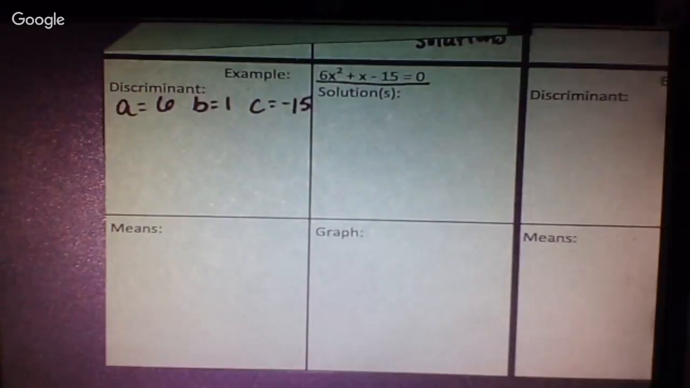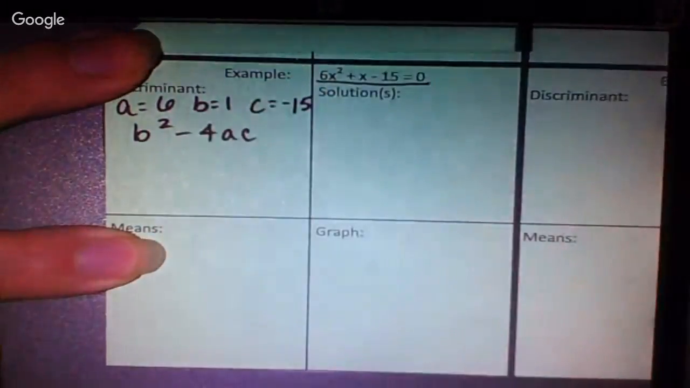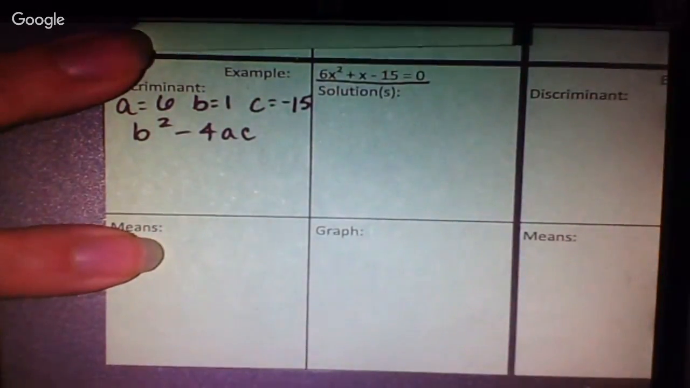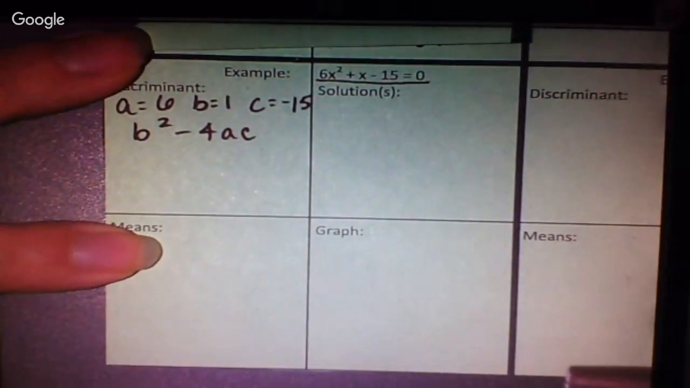All right, so we need to figure out how many times this crosses the x-axis. To do that, we plug it into b squared minus 4ac. We're going to use this formula. Every time you replace a letter, you're going to put the number in parentheses.